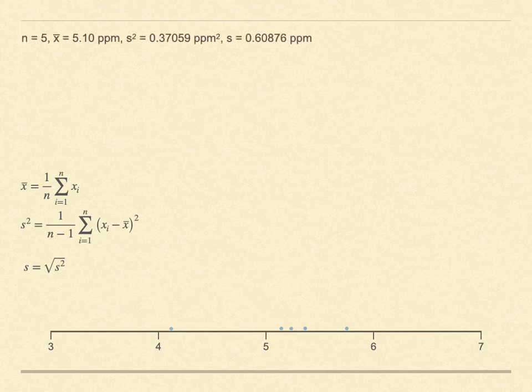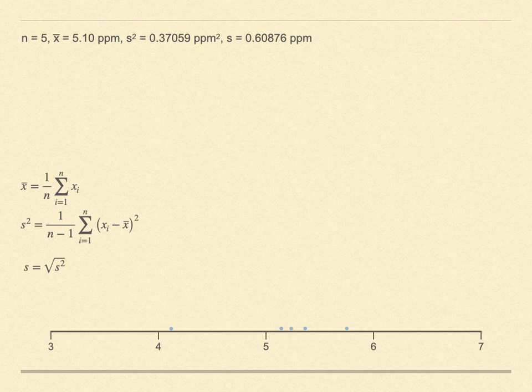Here are the 3 essential parameters that characterize this particular data distribution. Number of samples, which is 5, their average, which is 5.10 ppm, the variance, which is 0.371 ppm squared, and the standard deviation, which is just the square root of the variance, 0.609 ppm. Now, I said that there were 3 parameters because the variance and the standard deviation are both measuring the same thing: the variation or spread in the data.